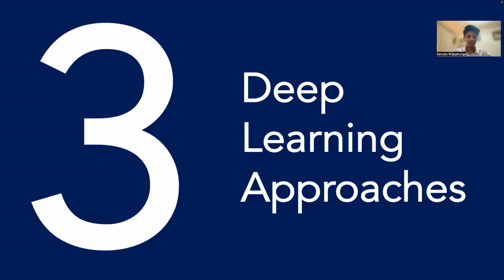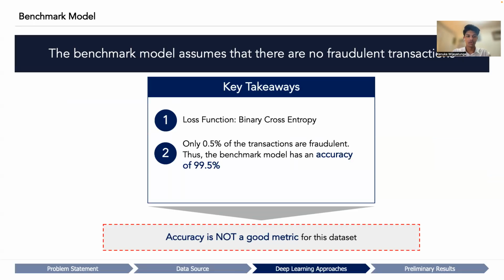Now moving on to deep learning approaches. But firstly, the benchmark model was a very simple, very basic model, which assumed that there were no fraudulent transactions. The loss function here was a binary cross entropy one. And the second point here was that since only 0.5% of the transactions were fraudulent, this very basic model will have an extremely high accuracy of around 99.5%. And as you can see, the main takeaway here is that accuracy is not a good metric for this data set, so other ones will need to be considered.